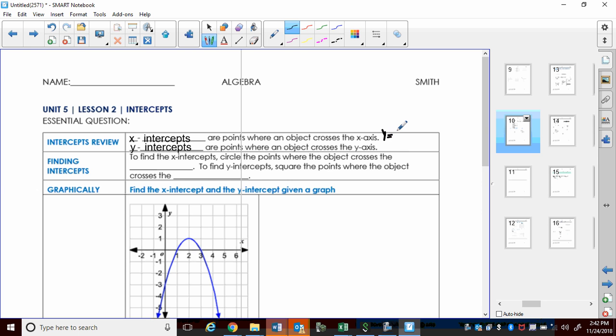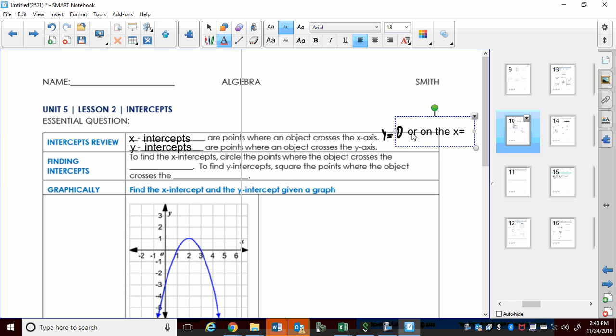So make sure you write this down. This is when y equals 0. X-intercepts occur at y equals 0, or on the x-axis. And actually, I'm going to type that down. Let me make that a little bit wider there. And y-intercepts occur where x equals 0, or on the y-axis.